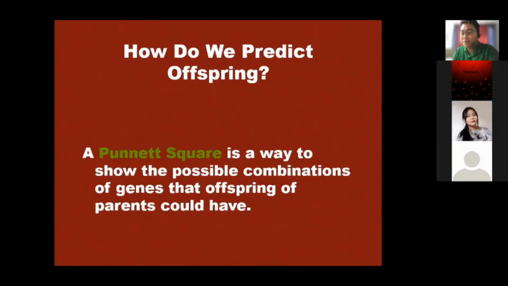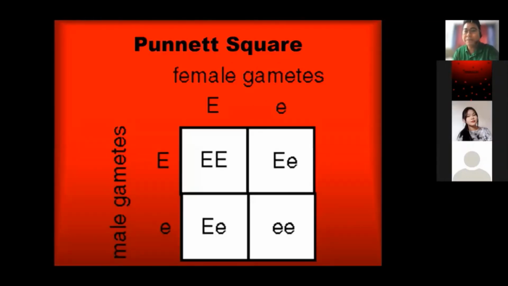Okay. So, how do we predict offspring? Paano natin malalaman kung ano yung magiging traits ng offspring natin? We use the tool called the Punnett Square. So Punnett Square is a way to show the possible combinations of genes that offspring of parents could have. So ito ay hindi na part ng discovery ni Gregor Mendel. But then, Punnett is a different person wherein he developed the Punnett Square, kung saan ito ay nagpe-predict ng magiging offspring ng two parents.